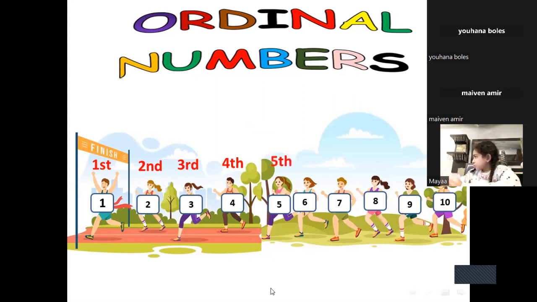Where is the racer number five? Fifth. Where is the place of the racer number six? Sixth. Where is the place or the position of racer number seven? Seventh. Where is the position or the place of racer number eight? Eighth. Excellent. Where is the place or the position of racer number nine? Ninth. Where is the position of racer number 10? 10th.